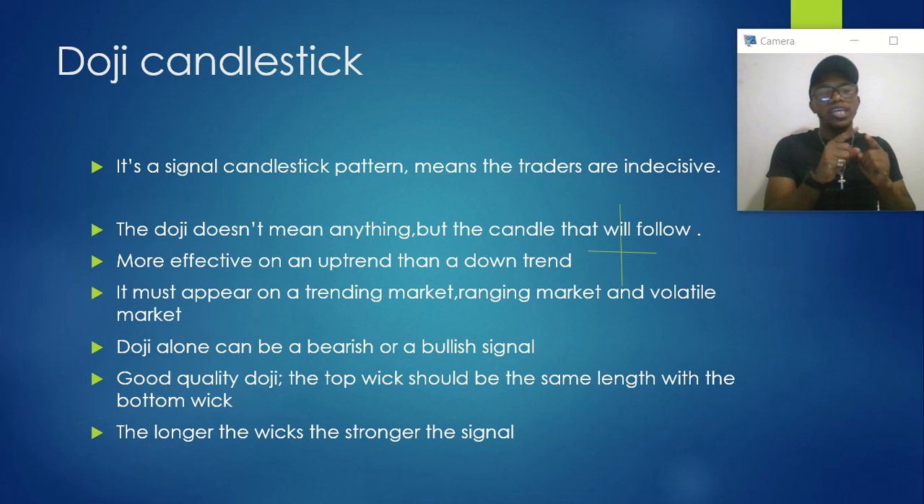It is more effective on an uptrend than a downtrend. If we're saying an uptrend, it means that it has to go where the downtrend has ended. If we see the Doji and also the bullish candlestick, it means it will be an effective buy. It can appear in a trending market, the ranging market, and the volatile market. So the Doji alone can be a bearish or bullish signal.